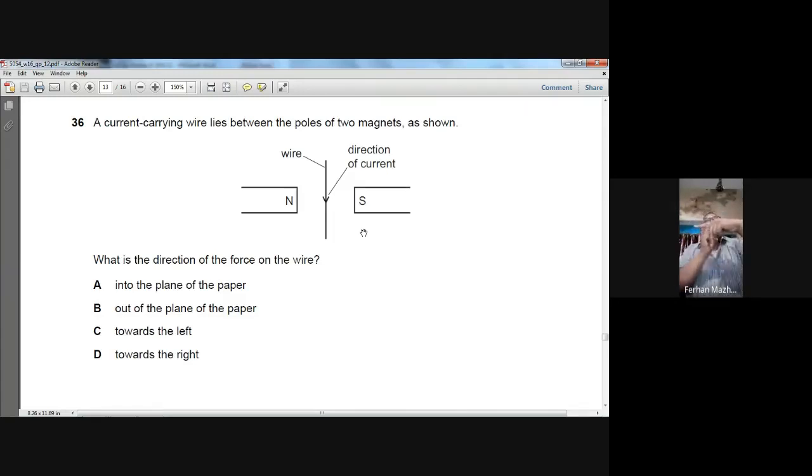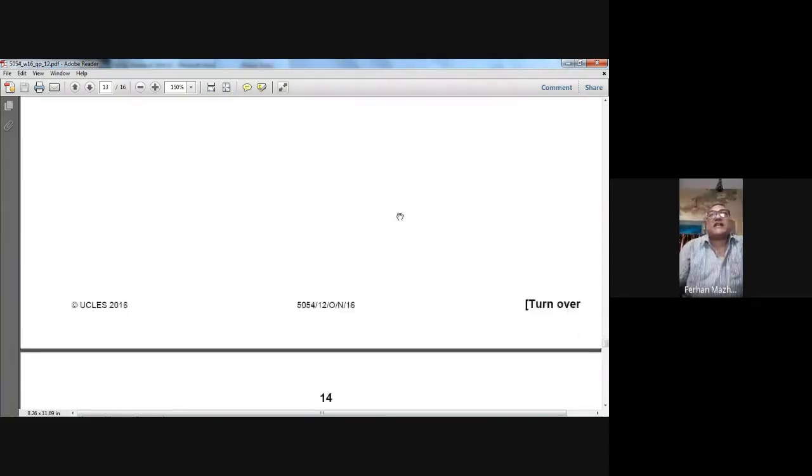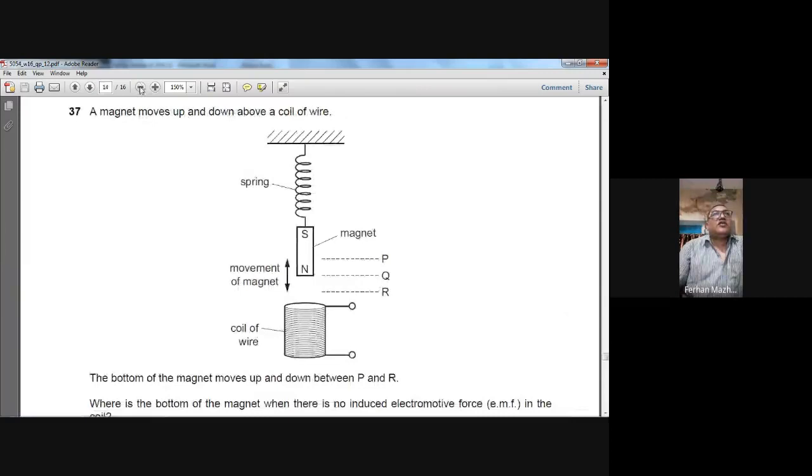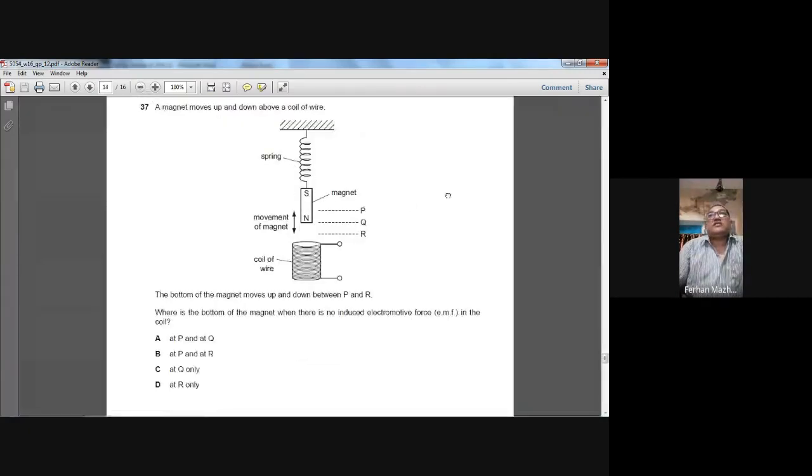My thumb is pointing out of the screen, out of the plane of the paper. So the force applied on this wire will be out of the plane of the paper. For question number 36, B is the option. By applying the left hand rule, we got the answer.